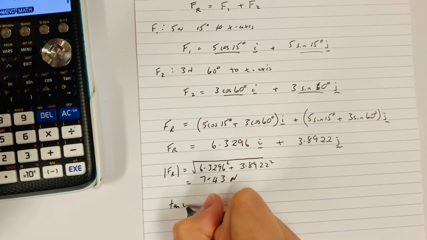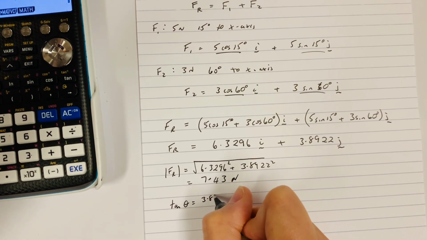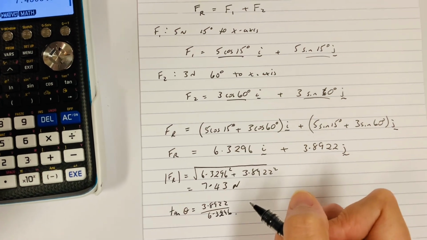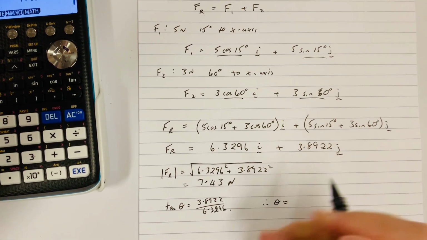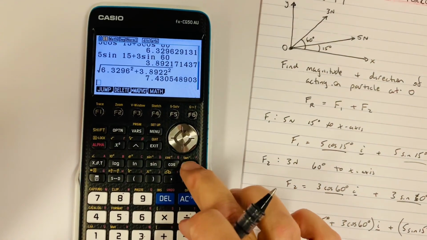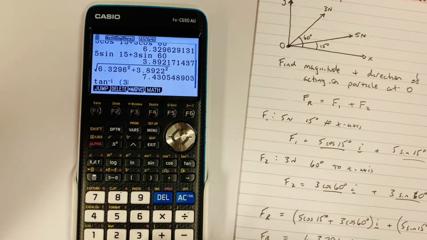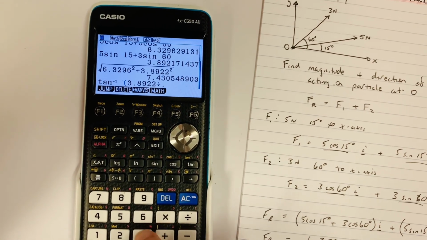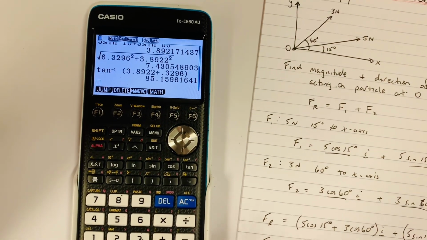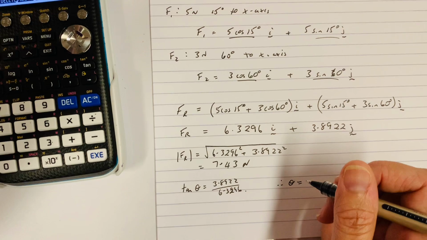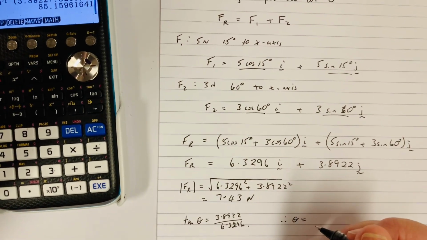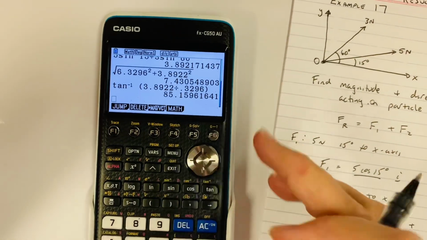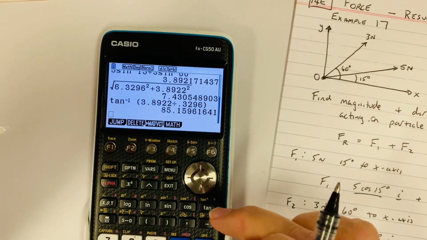To work out my direction, I'm going to go tan theta is 3.8922 over 6.3296. So from that, therefore, my angle is going to be shift tan 3.8922 divided by 6.3296, close my brackets, 85 degrees. Oh, I think I made a mistake there. That just doesn't seem right, does it? That doesn't seem reasonable.